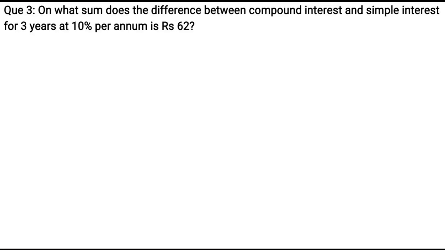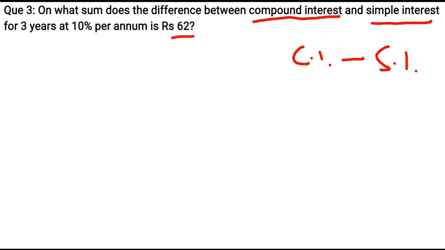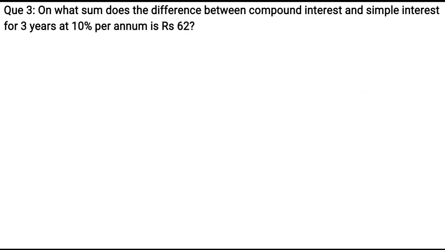Another question: the difference between compound interest and simple interest for 3 years at this rate is 62. Means what is given in the question? The difference between compound interest and simple interest, and we have to find the money we had deposited in the bank. If you deposit the money on compound interest, you get some compound interest. If you deposit the same amount with the same rate for the same time, 3 years, you get some simple interest. But if you subtract these two, you get 62. Compound interest is always more than simple interest. But the question is, what money did we deposit in the beginning? Okay, so let's start.